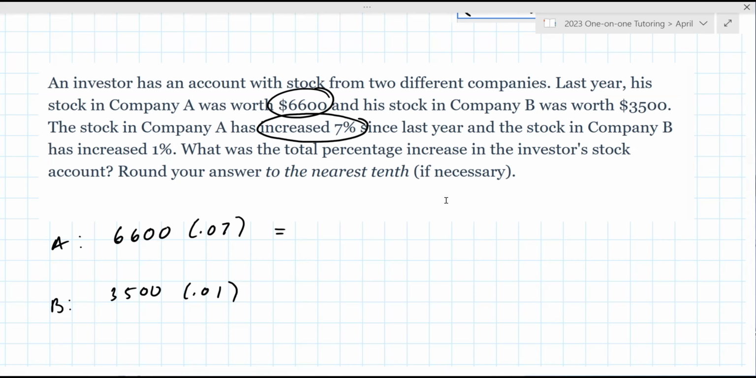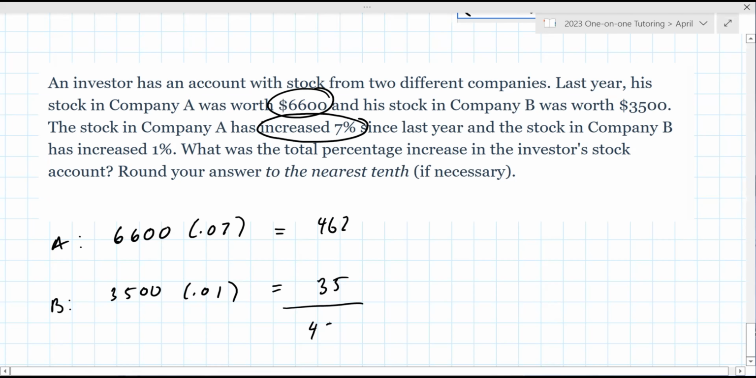The first one is 462. Okay. And the second one is 35. Okay, very good. So we're going to add those together. That's 497. Now, last time we divided it by the total. The problem is when it's an increase, like this 497 is an amount on top of what you started with. Like it went up by that amount.